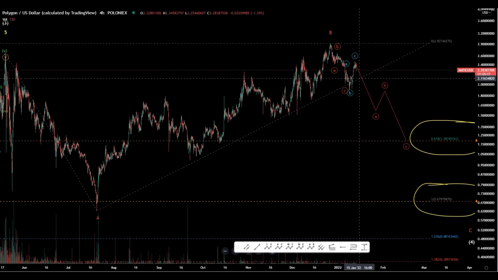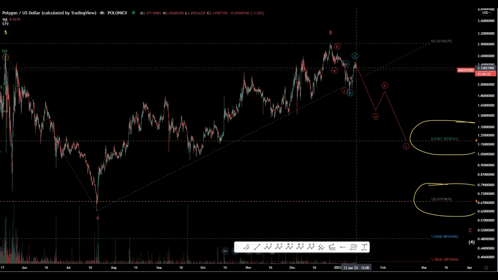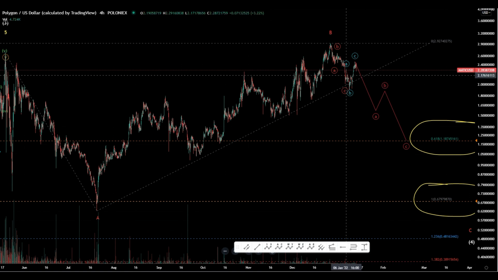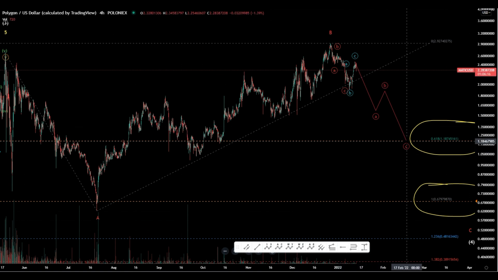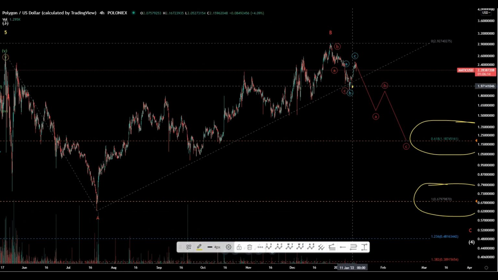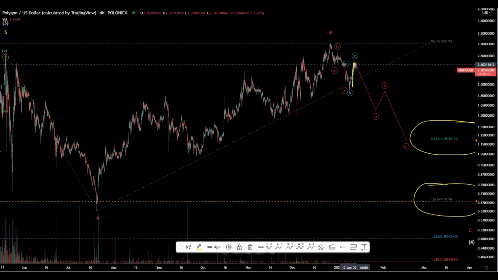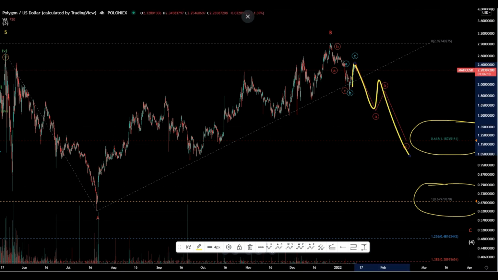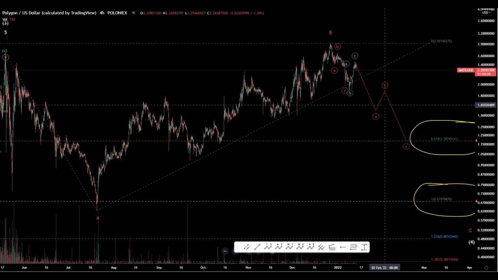So no longs or trades will be happening for MATIC, at least for me, until we get to here. Did I buy this? Absolutely not, because I know this is coming. There's no sense in buying that.